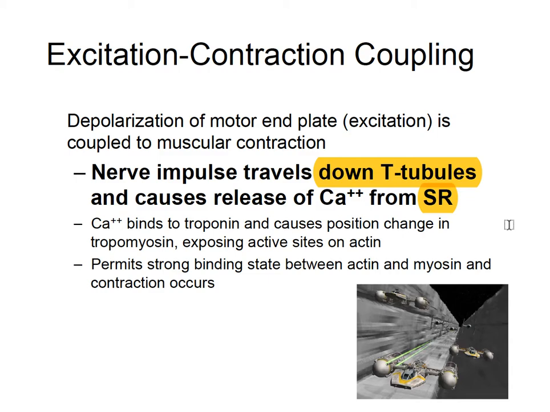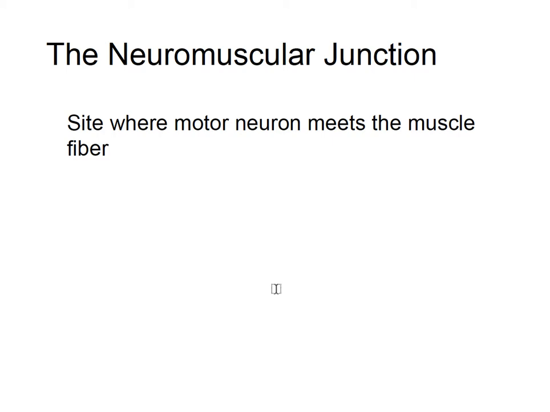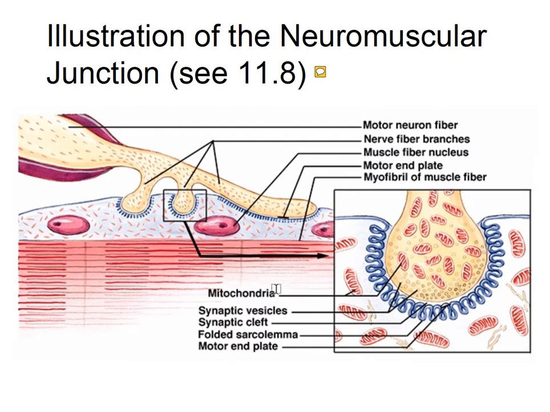So the nerve impulse goes down these transverse tubules and releases calcium. So the next question then is, how do we get this nerve impulse going down this transverse tubule? And this is at the neuromuscular junction. So this is where a nerve and a muscle cell will connect.